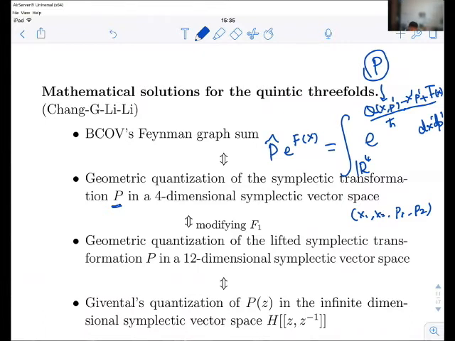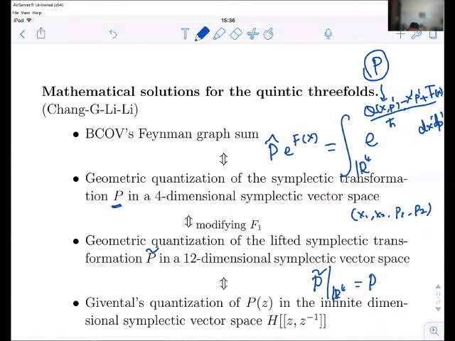And then the next step is that we found this symplectic transformation can be lifted to a symplectic transformation in a larger dimensional symplectic vector space, a 12-dimensional one. So we can lift this P to some, maybe we should call it P tilde, such that P tilde restricted to this R4 is exactly this P.